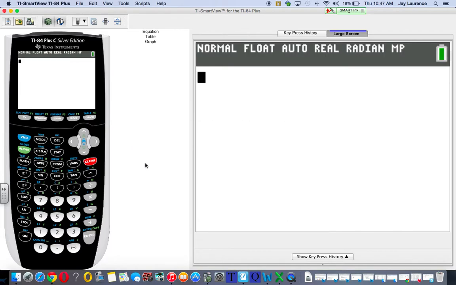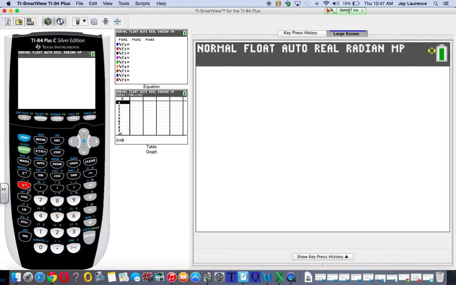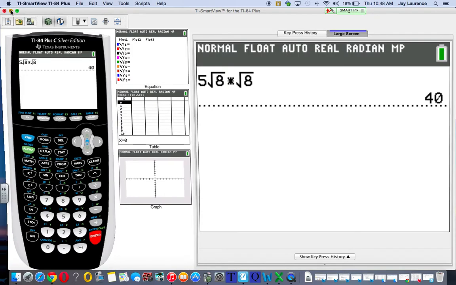All right, let's see, here we go. We had 5 rad 8, and we want to multiply that by rad 8. And when we do that, sure enough, we get 40. See how simple that is? All right, so let's get back to the problems.